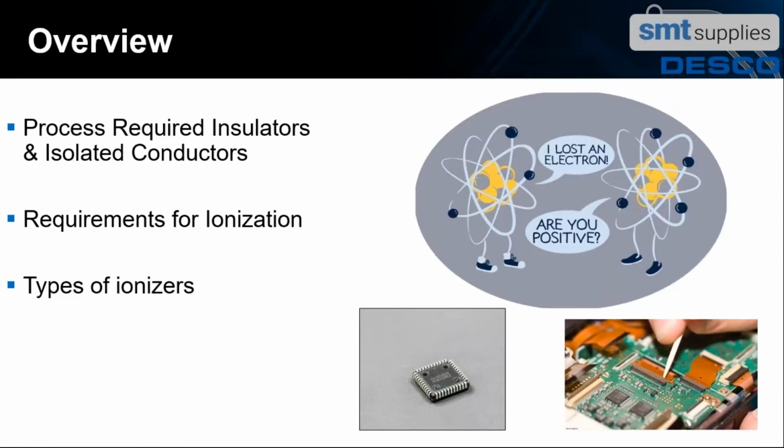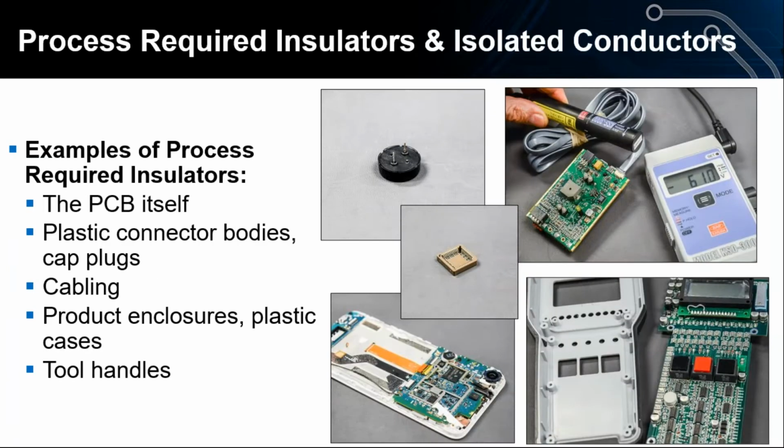So again, we're talking about process required insulators and isolated conductors, some of the requirements for ionization and types of ionizers. And when we do the demos at the end, we'll do some demos of how to test, discussions of offset voltage, and how fast. We'll discuss the important topic of how fast an ionizer has to work.